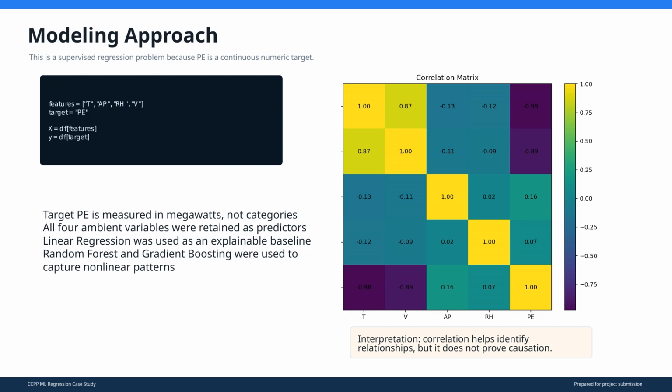For modeling, I used temperature, ambient pressure, relative humidity, and exhaust vacuum as the predictor features, and PE as the target. All 4 predictors were retained because each may contain useful operational information. Linear regression provides a simple and explainable baseline. Random forest and gradient boosting were also tested because tree-based methods can capture nonlinear relationships and interactions. Correlation was used for exploration only and was not treated as proof of causation.